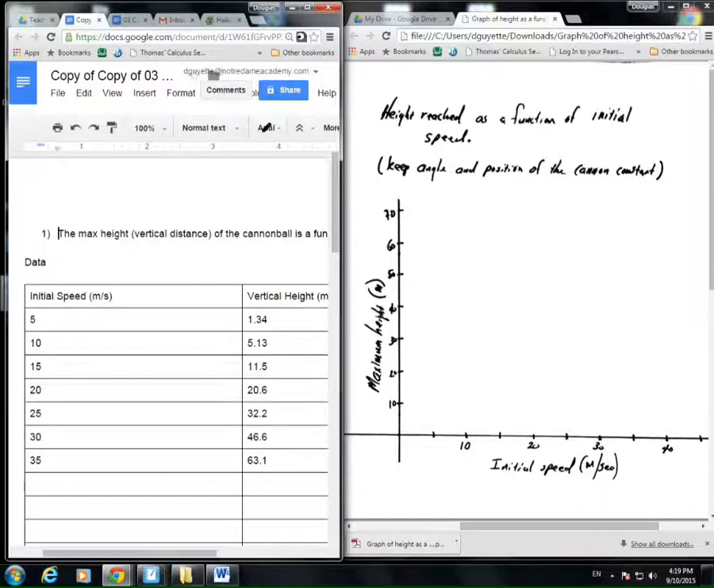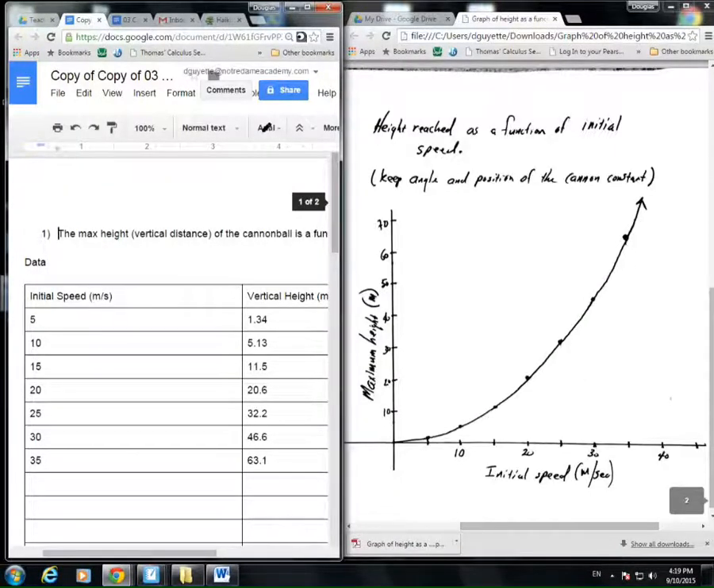Vertical height starts off really small, 1 and 5 meters, but by the time we get to 35 meters per second, the vertical height exceeds 60 meters. So when I make my y-axis, I need to scale it in such a way that I will be able to see all the way up past 60 meters. So I counted by tens and went up to 70 meters, and this should be enough for me to be able to collect my data.